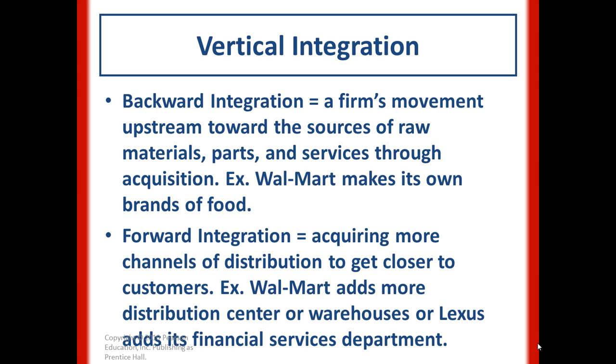For example, Walmart makes its own brand of food by going back into the supplier stream and trying to be the supplier themselves. A forward integration, on the other hand, is a situation when a firm acquires more channels of distribution centers to get closer to the customer. For example, Walmart adds more distribution centers or warehouses, or Lexus adds more financial services departments in order to offer financial services to customers.